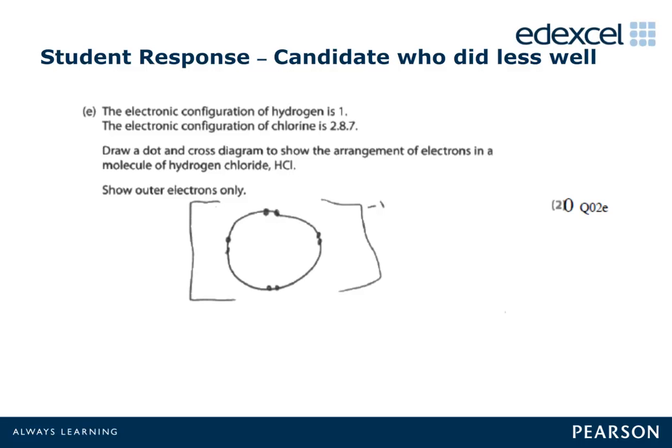The marking points for this diagram were 1 mark for the correct electron pair between the chlorine atom and the hydrogen atom, 1 mark for the remainder of electrons around the chlorine atom. So, this candidate did not score any marks with this response.